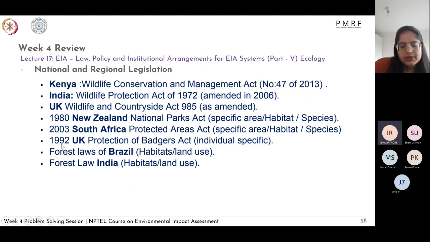In 1992, we also had the UK Protection of Badgers Act, which is the Species Act, and the Forest Laws of Brazil and Forest Laws of India, which are habitat and land use specific legislation.